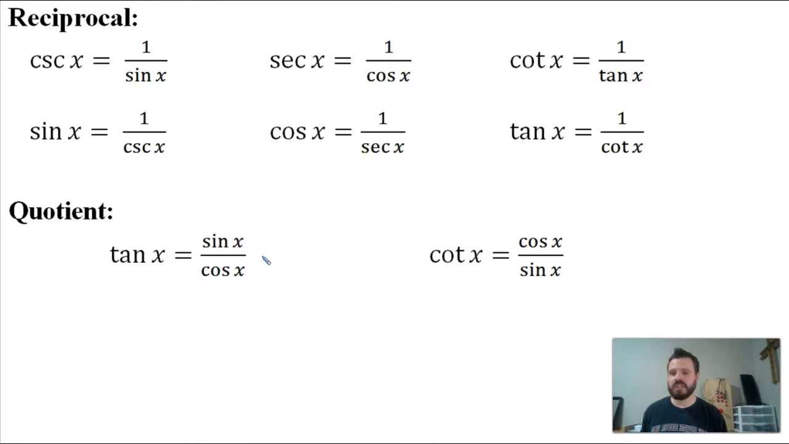As far as the quotient identities go, tangent is equal to sine x over cosine x. Well, that's just the opposite of cotangent, which is cosine over sine. So once again, if you can remember one of these, I think it's pretty easy to remember the other one. These identities are going to be the tools we use to simplify more complicated expressions.